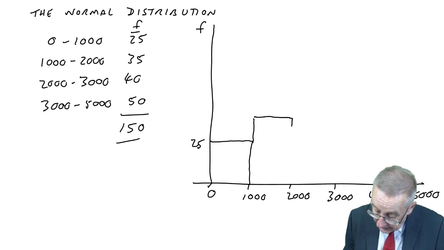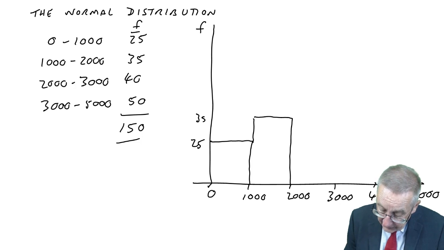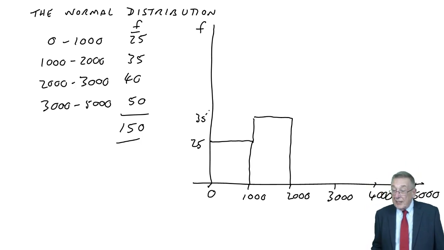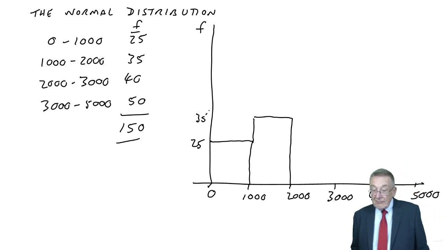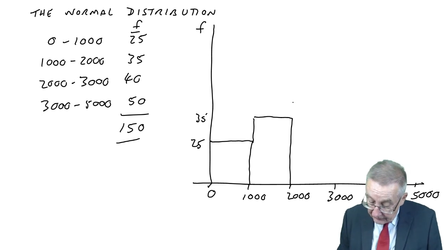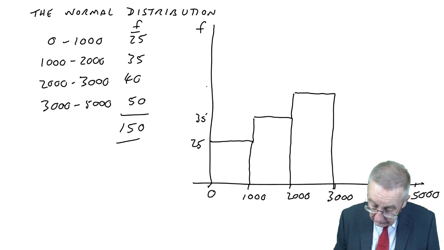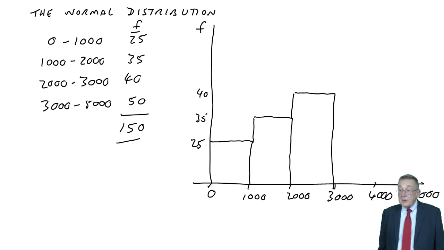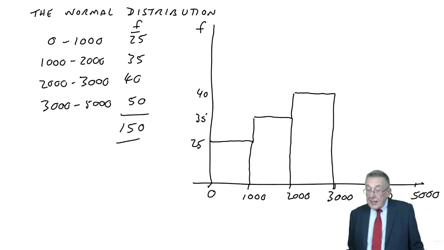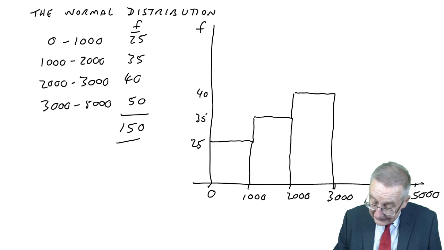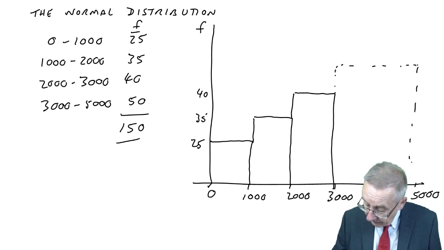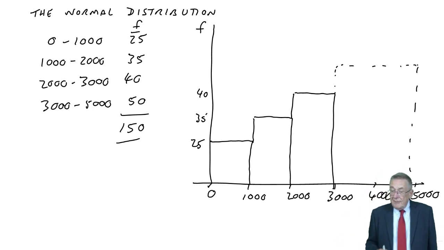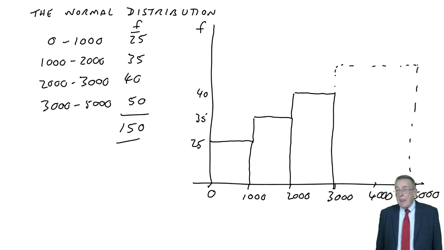Again, I'm not trying to be perfectly accurate. You wouldn't be asked to actually draw one in the exam. 2,000 to 3,000, there were 40. And then we had about 3,000 to 5,000, 50. Now, it's very tempting to say, oh, let's draw a bar 50 units high. But that is actually very, very misleading.